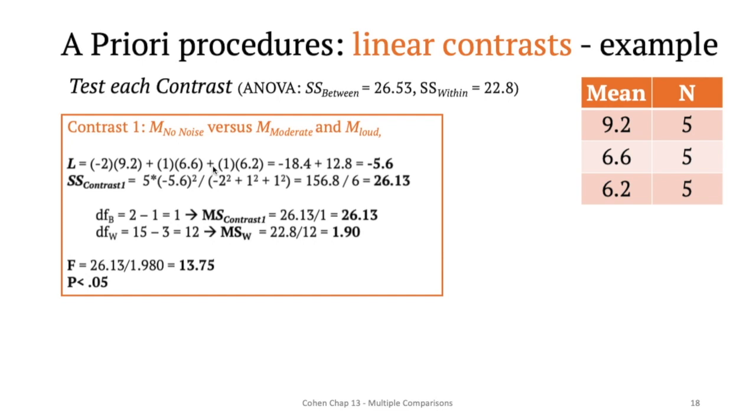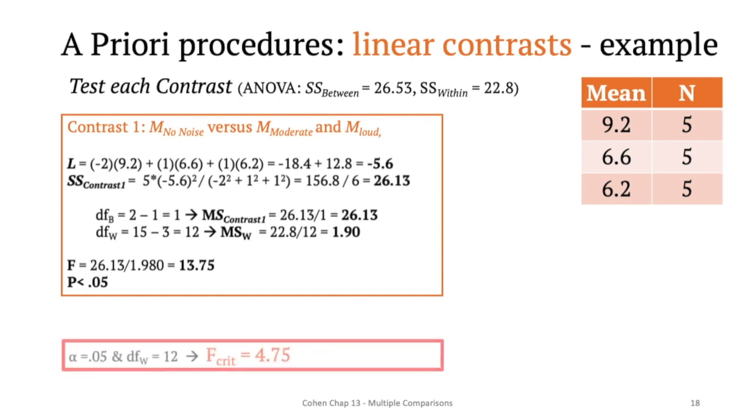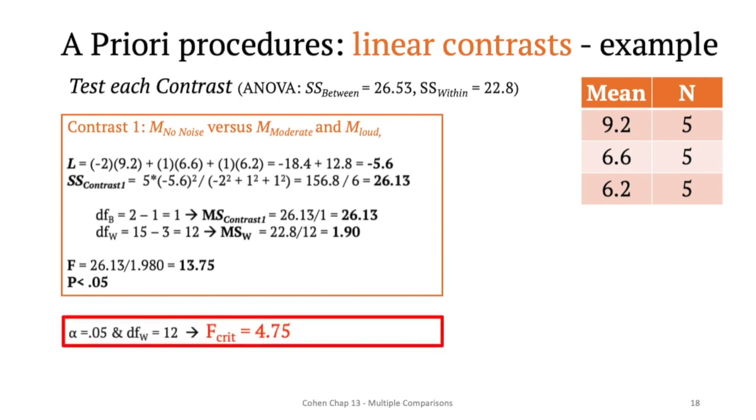So the linear contrast, in a lot of ways, is just like a mini version of the original ANOVA, because you're basically just taking pieces of the original ANOVA and using that to make different comparisons. As a note, if our alpha is 0.05 and our degrees of freedom for within is 12, our F critical value is 4.75. Thus, it's a significant effect.